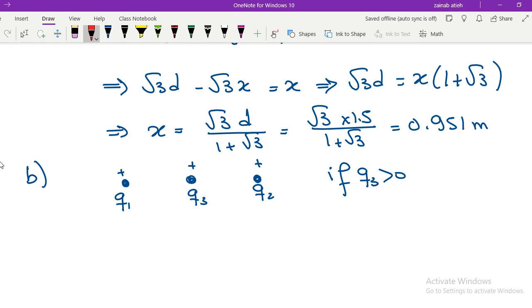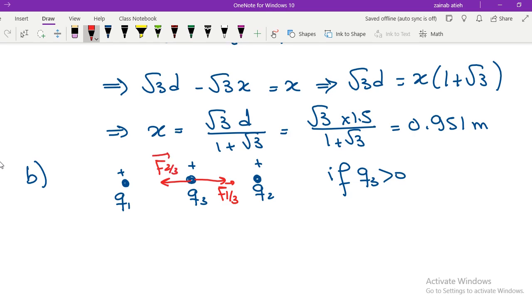Now for 1 on 3, Q1 plus and Q3 plus, so it's a repulsive force. It will be like this. This is the force exerted by 1 on 3. Remember, when you draw the force, you draw it on the line joining the two charges. Now Q2 and Q3, both of them have positive signs, so they will repel each other. So if I'm going to draw the force exerted by 2 on 3, I will draw it like this. It's a repulsive force. So this is the force exerted by 2 on 3.